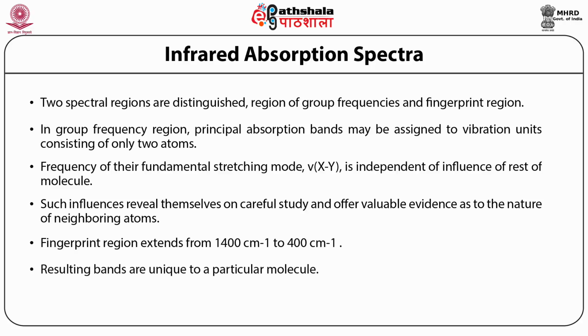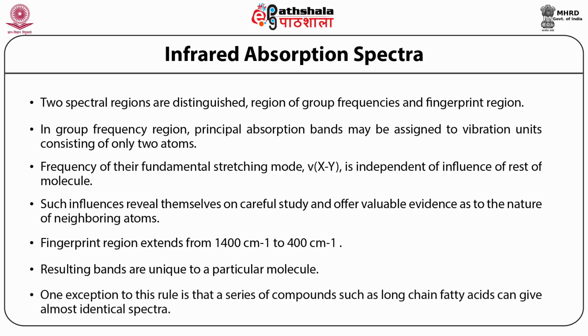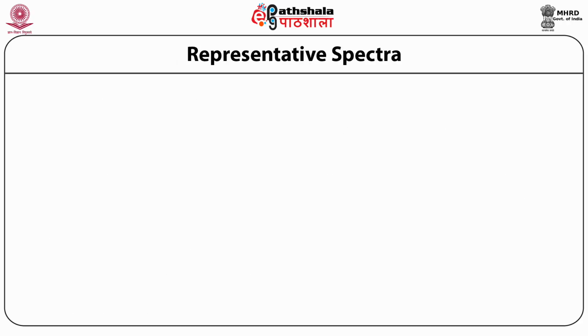The resulting bands are of course unique to a particular molecule and can be used for the unambiguous identification of that molecule, provided you have a standard spectrum of that substance previously recorded on file. One exception to this rule is that a series of compounds, such as long chain fatty acids, can give almost identical spectra. So now we shall discuss representative spectra from the interpretation point of view.